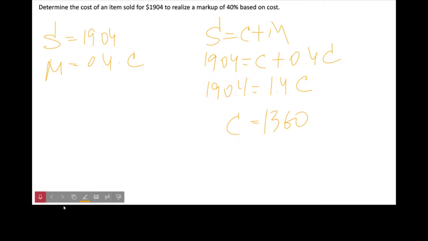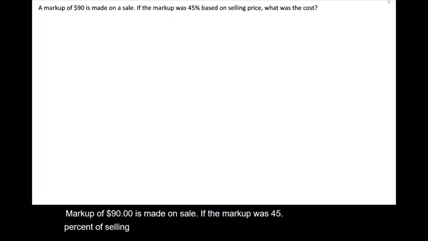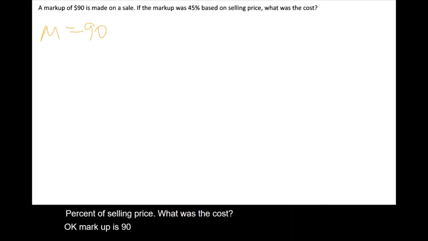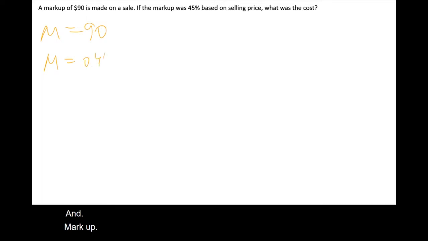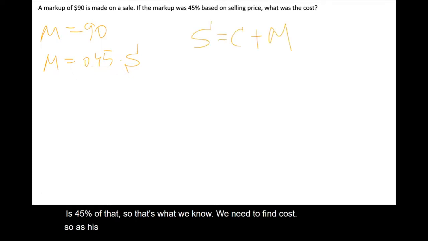Okay. A markup of $90 is made on sale. If the markup was 45% of selling price, what was the cost? Okay, markup is 90 bucks and markup is 45% of S. So that's what we know. We need to find cost. So S is C plus M.